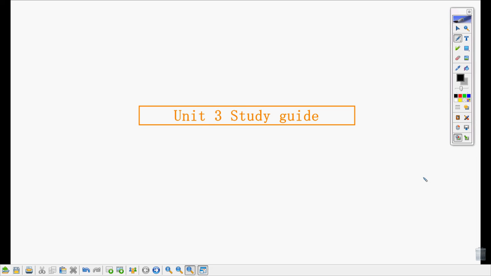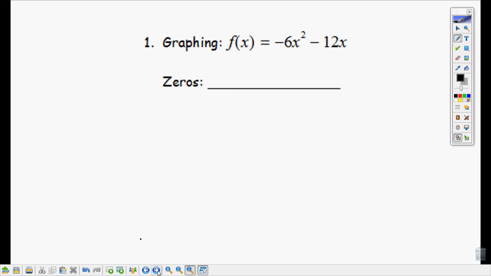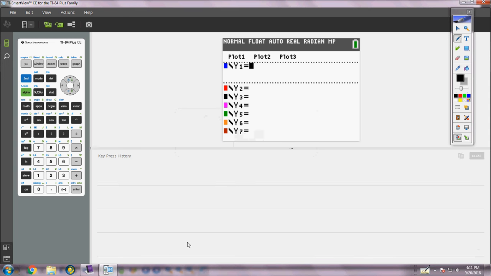So in this video, I'm going to work through the Unit 3 study guide with you. The first thing that we need to look at is the first problem. It says that we're going to solve by graphing, so you have to make sure that you know how to do this in the calculator. So we'll take a look at our calculator.